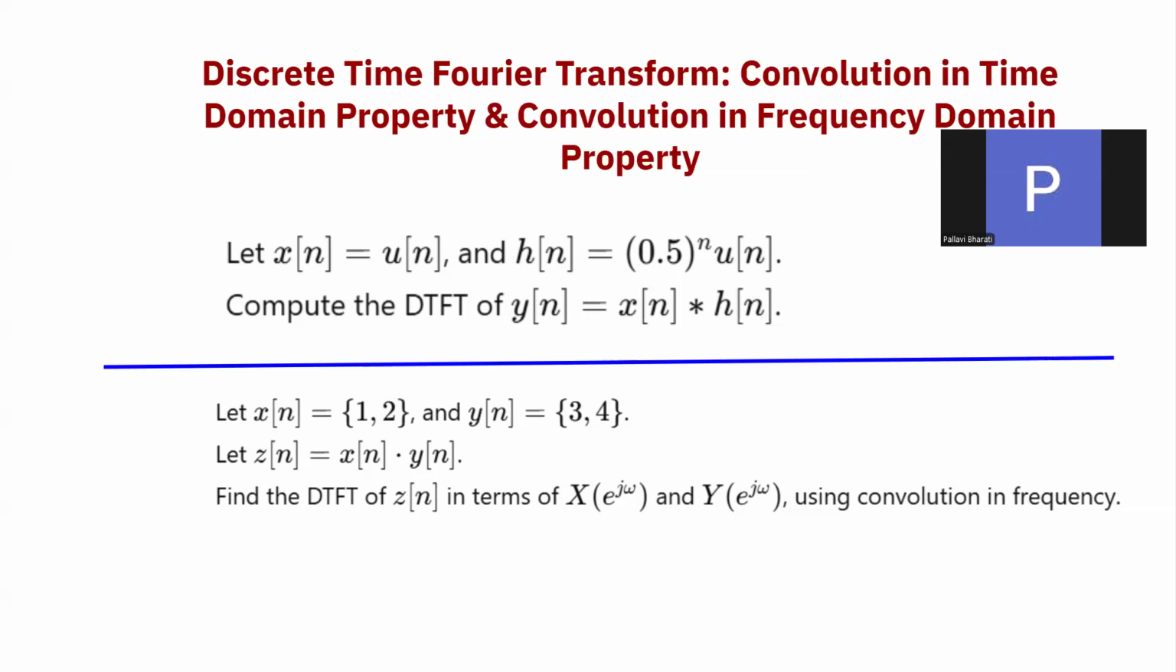In the same way, the opposite is asked here. Here you are multiplying in the time domain. So what will happen is that the Fourier transform of x[n] and y[n], that is X of e to the power j omega and Y of e to the power j omega, will be convolved. So let us see this.